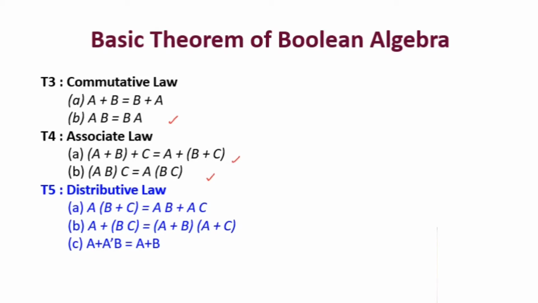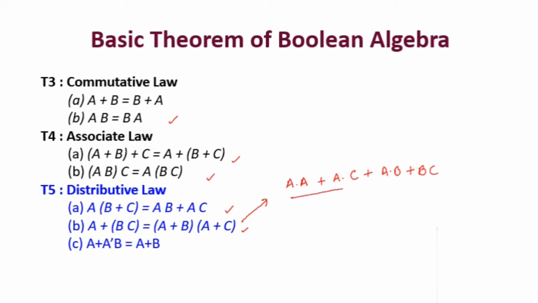A into B plus A, simply opening the brackets, I will be getting AB plus AC, and this is its equivalent in second form. A plus BC is equal to A plus B into A plus C. This can be proved. So if I solve this by opening the brackets, I will be getting A into A plus A into C plus A into B plus B into C.